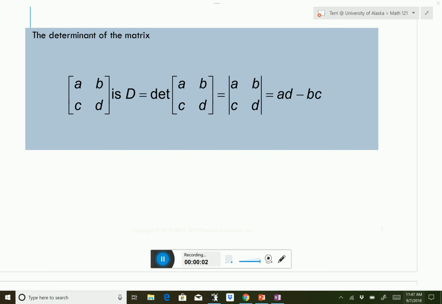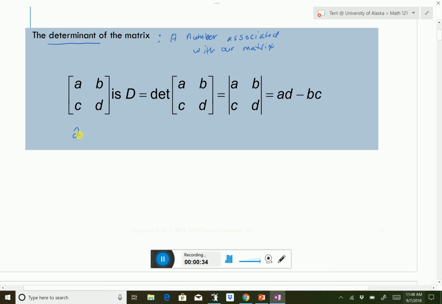Okay, so this next section deals with what we call the determinant of the matrix. And basically the determinant is just a number associated with our matrix. And it's a very, very important number because it does some interesting things when we find the determinant of a matrix. And it's pretty simple.